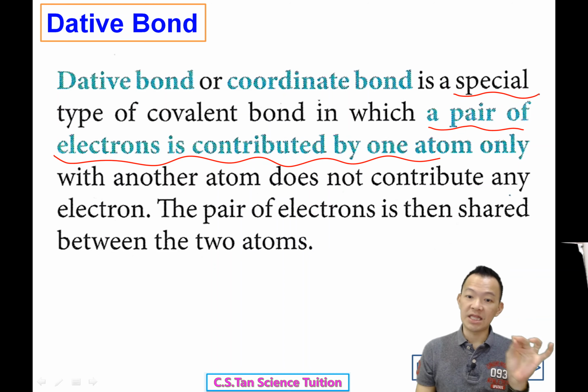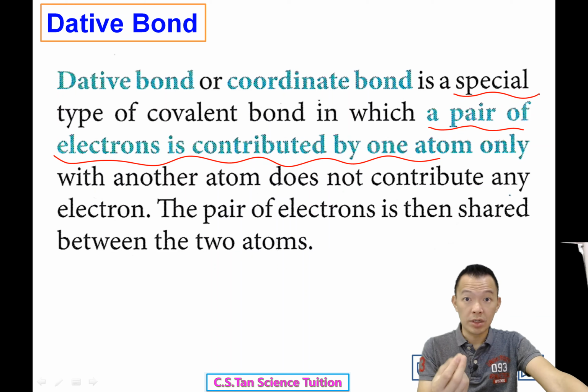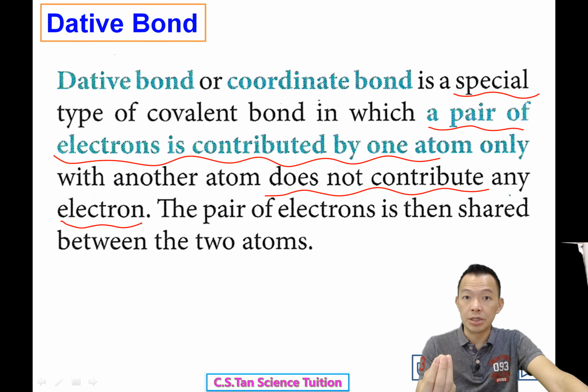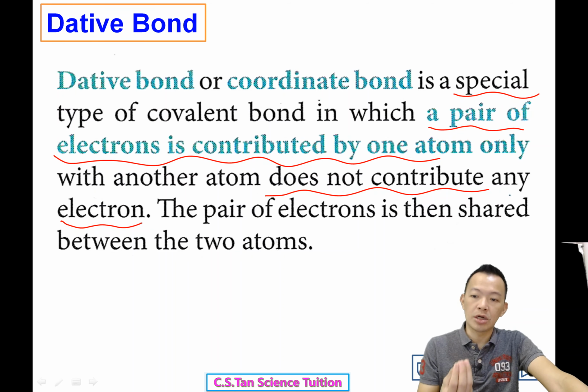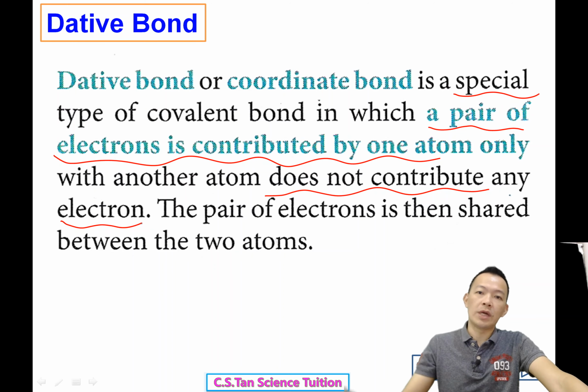But in dative bonds or coordinated bond, this is a special type covalence bond, 很特别的一种 covalence bond, in which a pair of electrons is contributed by one atom only. 只有 one atom contribute the pair of electrons, another one will be not contribute anything. Where another atom that does not contribute any electrons, 一个人 contribute all the electrons. Another atom does not contribute any electrons. So the pair of electrons is then shared between the two atoms.